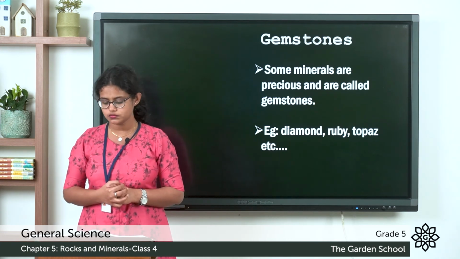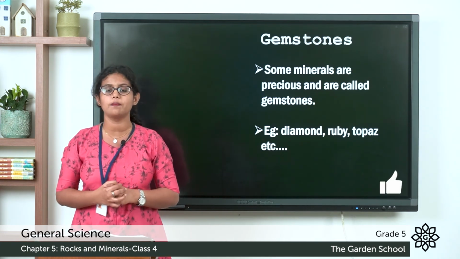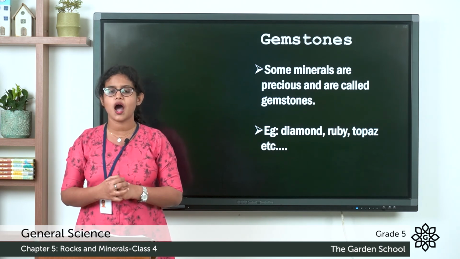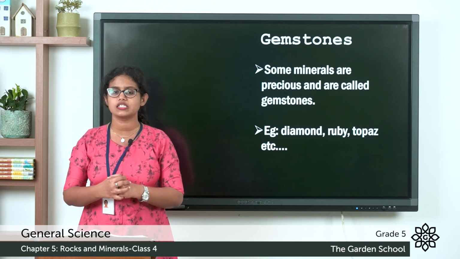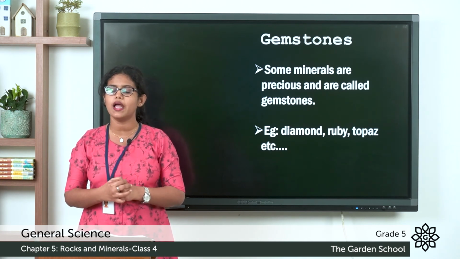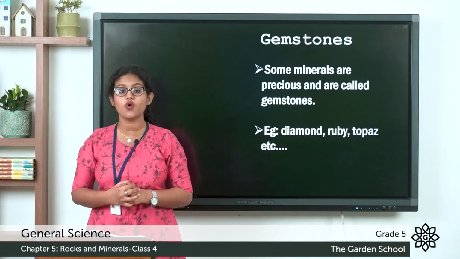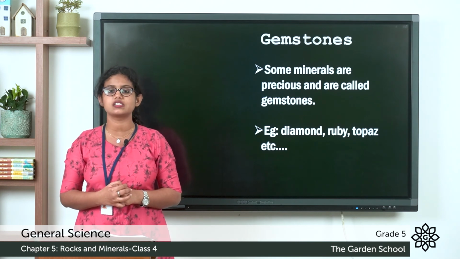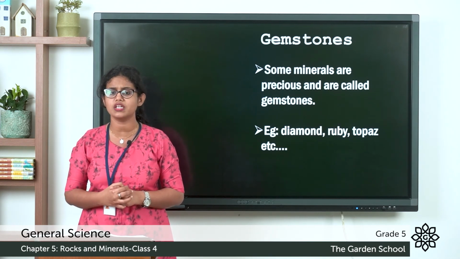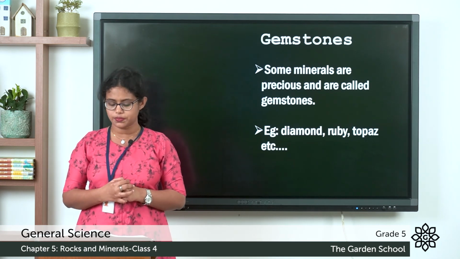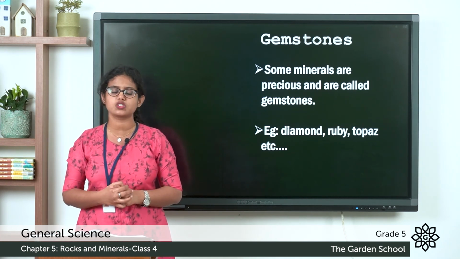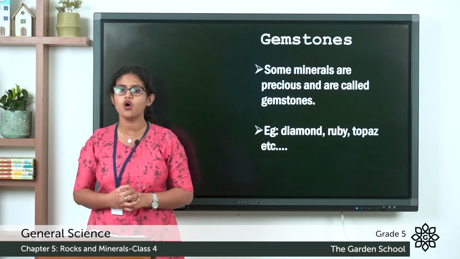The third one, some minerals are made from animal remains. Is it right? No, because minerals are made only from non-living substances. They are not made from living substances. The fourth one, all minerals are made up of crystals. So what is the answer? It is a true statement because all minerals are made up of crystals which have a definite pattern and shape. Fifth one, most rocks have minerals. Yes, most of the rocks are composed of one or more minerals.